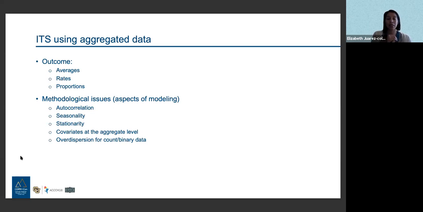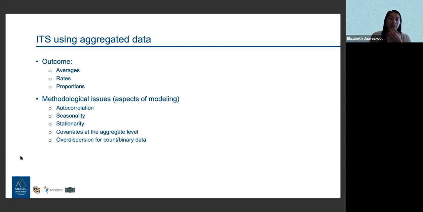So autocorrelation is an important methodological issue that needs to be addressed in aggregated data. There may also be a seasonality effect, and there could also be one in individual data, but we might not necessarily be so interested in that, and we can model it without any problem. But I would say in this case it might be more common, again, because we are looking at rates or proportions or averages at the population level.